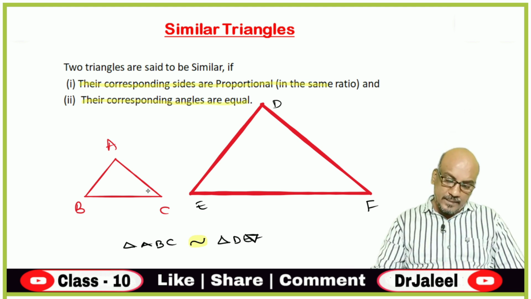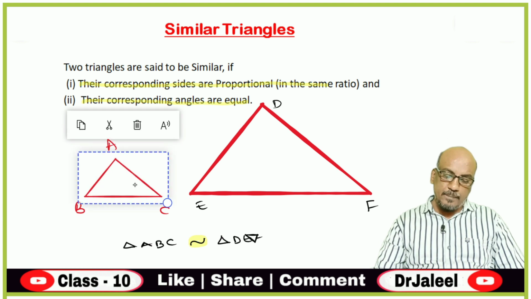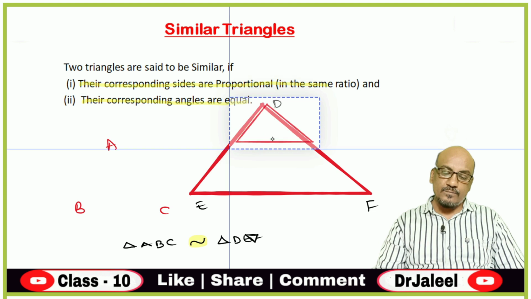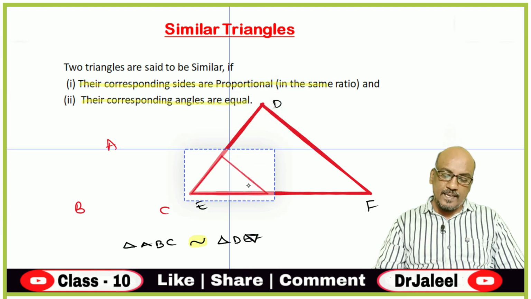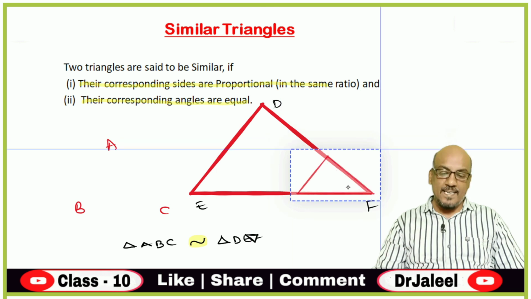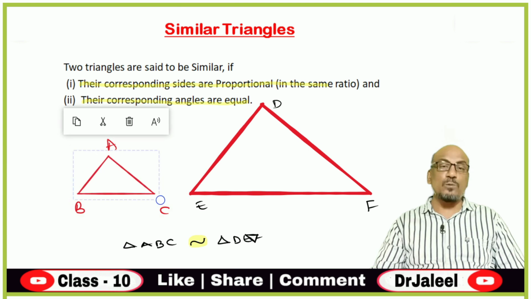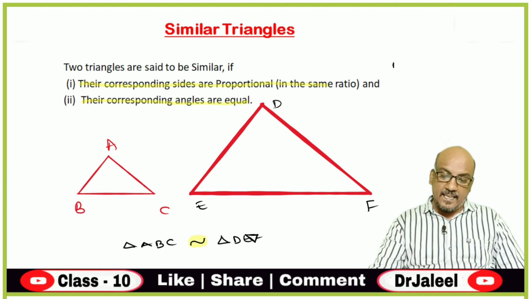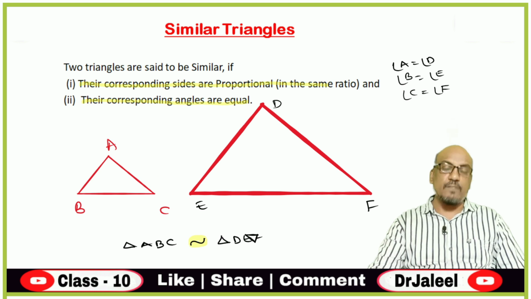So children, let me cut this triangle and check. This is ABC. So you check this. Angle A is equal to angle D, and angle B is equal to angle E, and same way angle C is equal to what, beta? Angle F. That means when we take two triangles which are similar, their angles must be equal. That is, angle A is equal to angle D, angle B is equal to angle E, and angle C is equal to angle F.